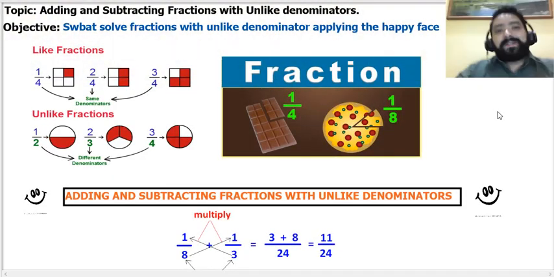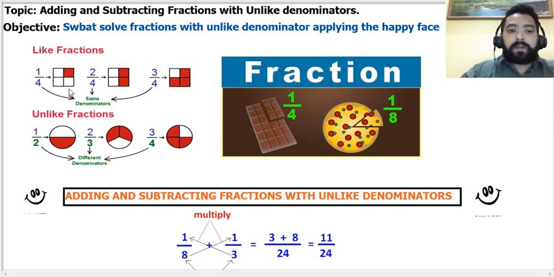Hi everyone, today I will explain how to add and subtract fractions with unlike denominators. In this case, first we need to identify what is a like denominator and what is an unlike denominator. Like denominators are, for example, when we have the same denominator.